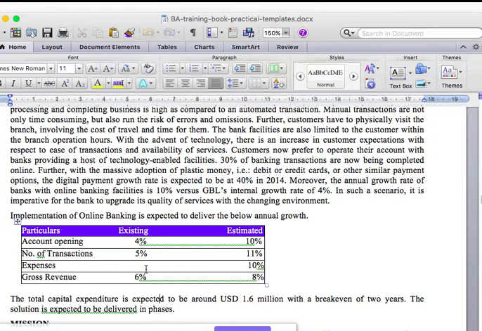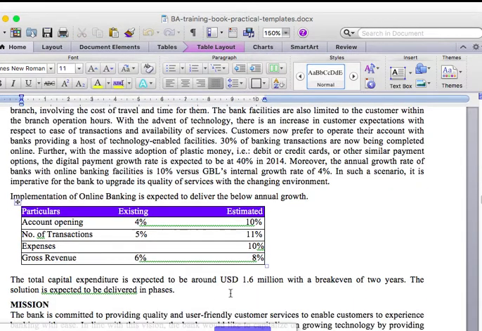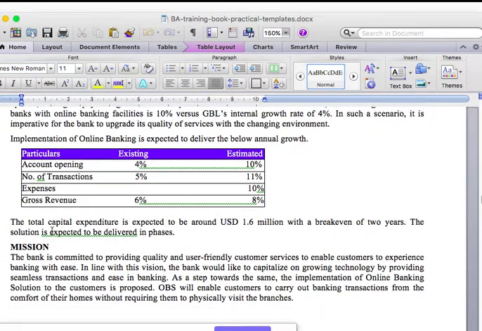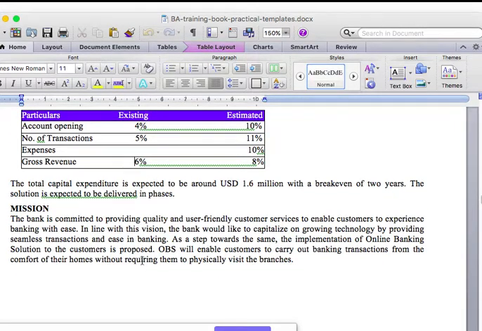Expenses right now, the existing expenses, the operating cost is not mentioned, but it is estimated at 10% of maintaining. Gross revenue 6%, it is 8%. The total capital expenditure is expected to be around USD 1.6 million with a break even of 2 years. The solution is expected to be delivered in phases. So the mission is mentioned about the bank.